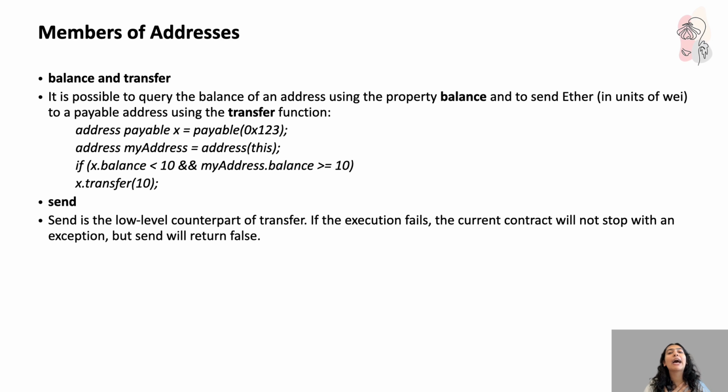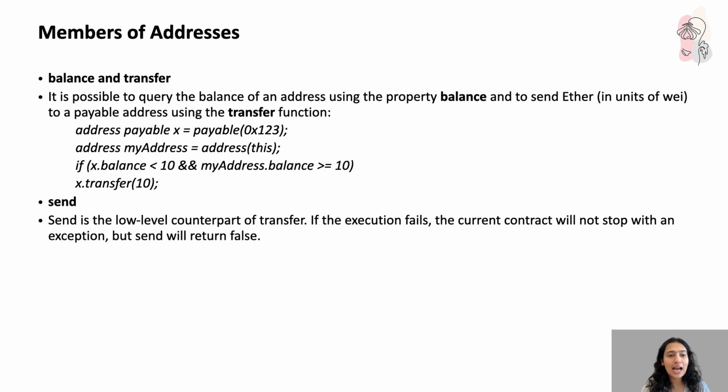So if I have more than 10 WEIs and at the same time X that is receiving has less than 10 WEIs, please send 10 WEIs from my address to X. Make sense? That is what is mentioned. Please transfer 10 WEIs in that case. And just like that, you've executed a secure transaction from one address to another, all within your smart contract. Make sense?